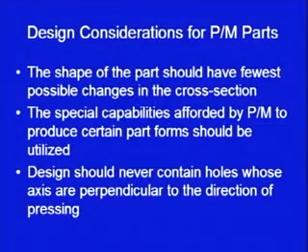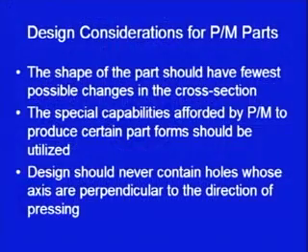Another important point is that the shape of the part should have the fewest possible changes in the cross section. Why? Because if there are too many changes in the cross section, then the density may vary when we compact the product using a die and a punch. When the punch presses the product, or the green compact, we will not be able to get a uniform density distribution if there are too many steps or too many geometrical changes in the cross section of the product. The special capabilities afforded by powder metallurgy to produce certain part forms should be utilized to make parts.